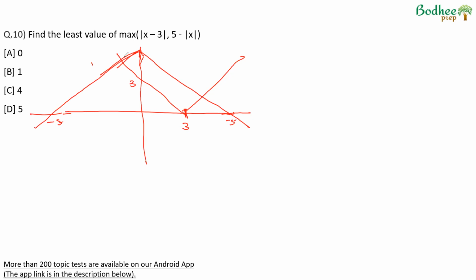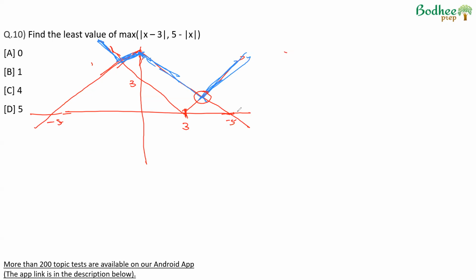We are looking at the maximum of these two values. So if we plot the overall graph, it will look something like this. In blue color, this is the maximum, then this is the maximum, here this is the maximum, and then this is the maximum. The blue color will be the graph for the maximum function that is given. We have to find the least value of this. The least value clearly happens at this point.